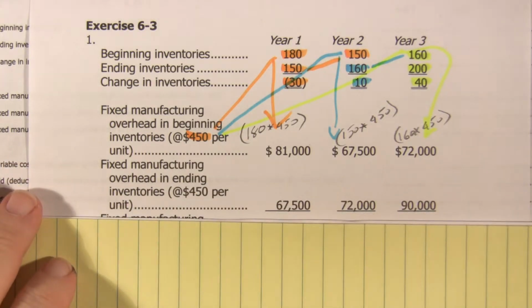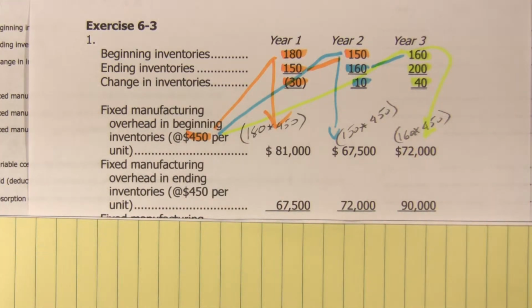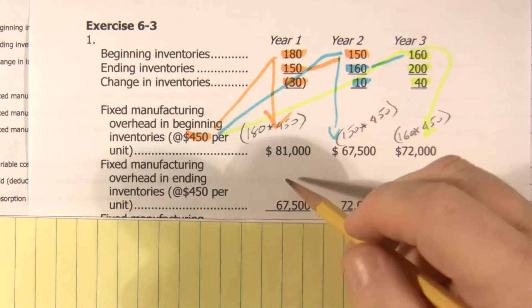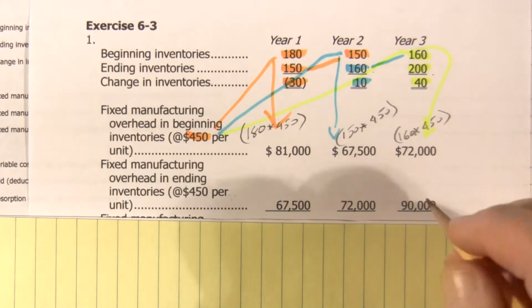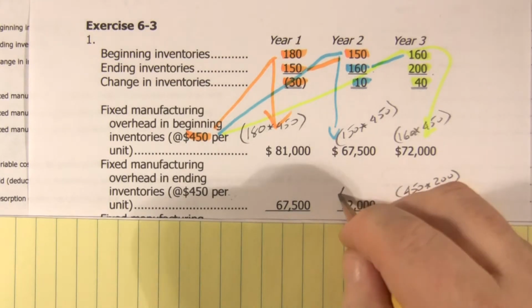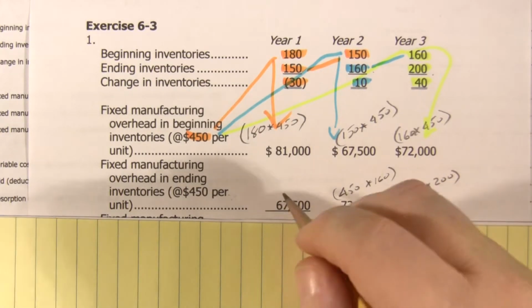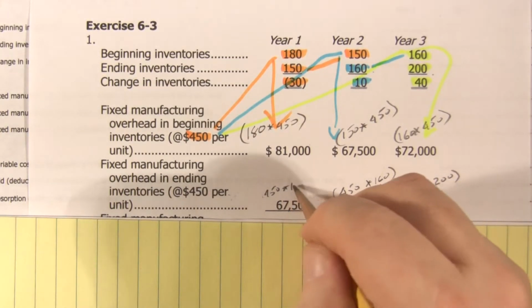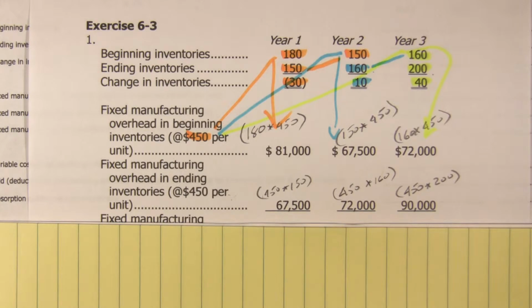Now we do the same thing with the ending inventory. So we have the 450 times the 150. We have 450 times 160 and 450 times 200. That's how we come up with the amount of overhead in the ending inventory.